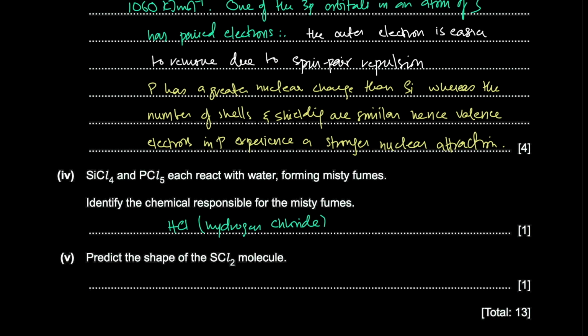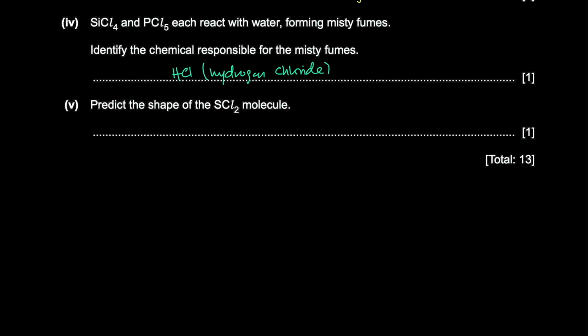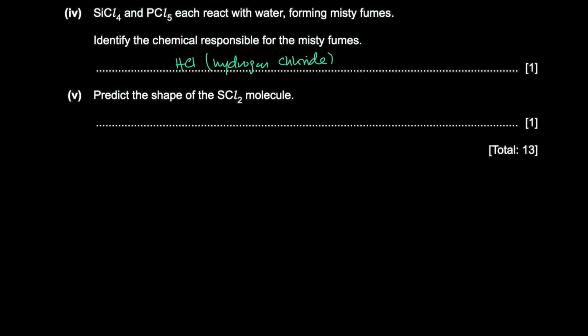And predict the shape of the SCl2 molecule. Now for SCl2, sulfur is in group 16, so it has 6 valence electrons. It's making 2 single bonds with chlorine, and then it has 4 more electrons. So 1, 2, 3, 4.